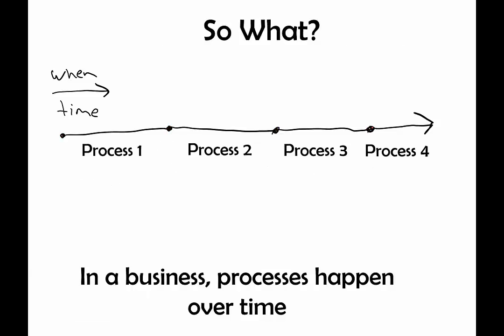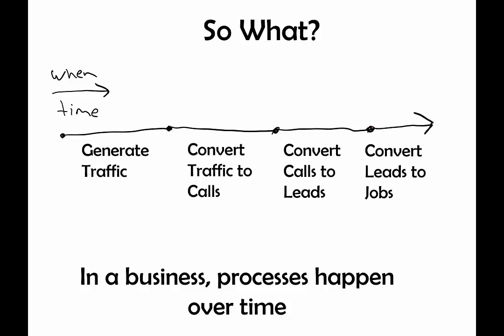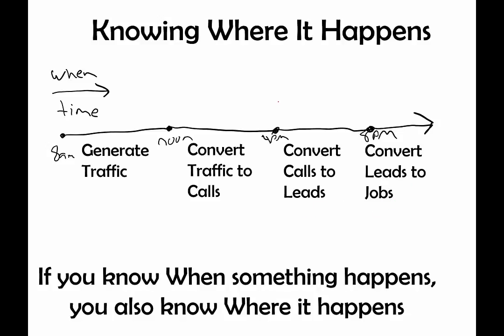So what? Well, in a business, processes happen over time. So here's an example of a few processes in a business. In a business, you generate traffic, and that's what you do when you market a company. And then you convert the traffic into calls, you convert the calls into leads, and you convert the leads into jobs. If you know when something happens in time, you also know where it happens. If you know when something happens, you also know where it happens in the business.